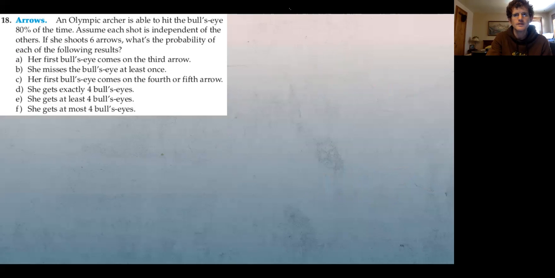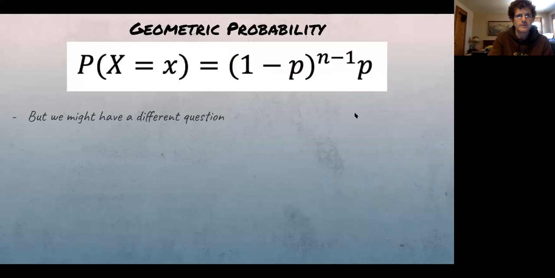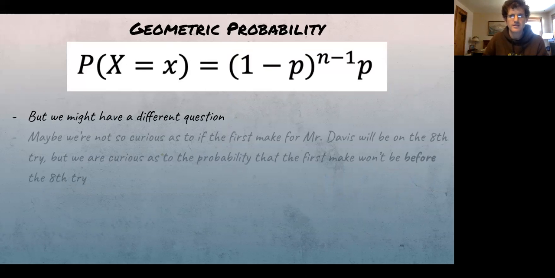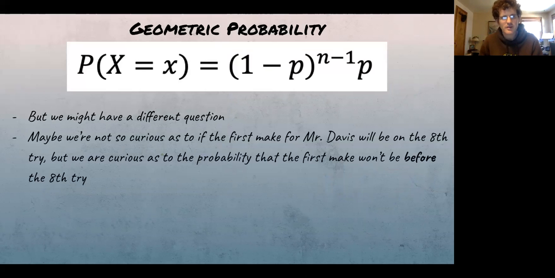Okay, so we could ask a different question, which is not so much what's the probability that she gets it on her 4th or 5th, but maybe it's, if we go back to me shooting free throws, not so much what's the probability that I make it on the 8th try exactly, but what's the probability that I don't make it before the 8th try?